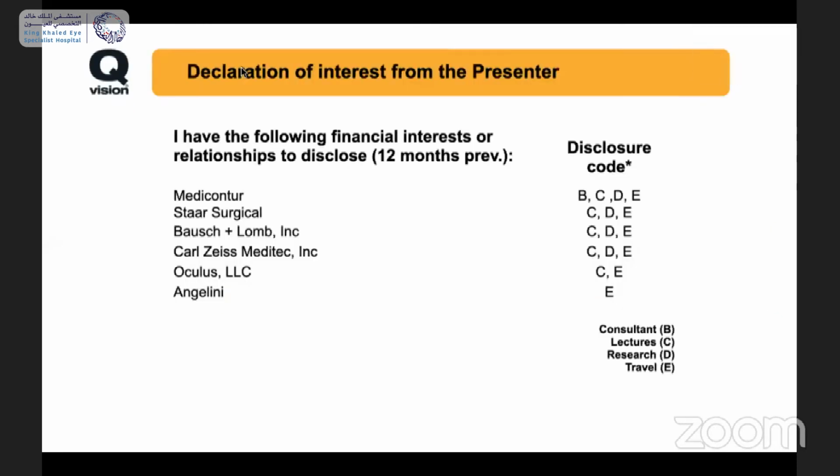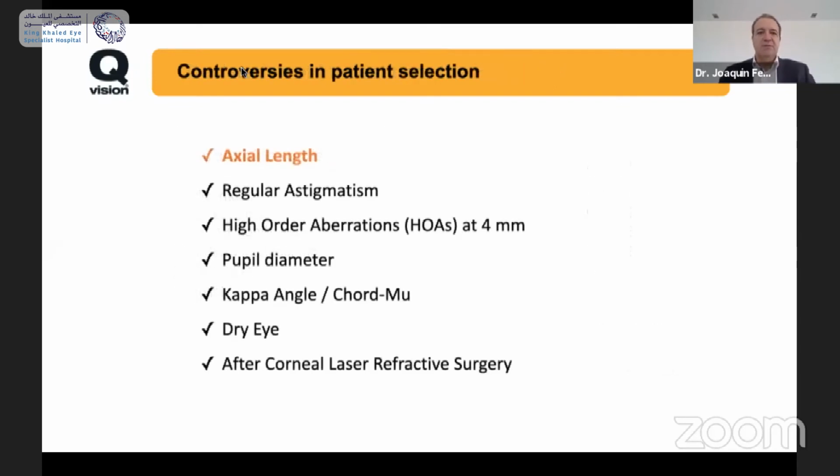This is our declaration of interest. We have a relationship with Contour. It could affect this presentation. Well, these are all the topics that we are going to talk about.